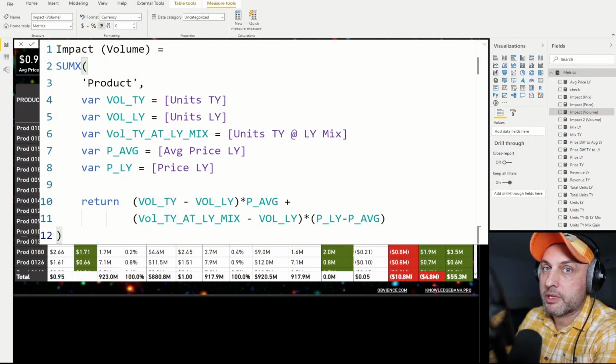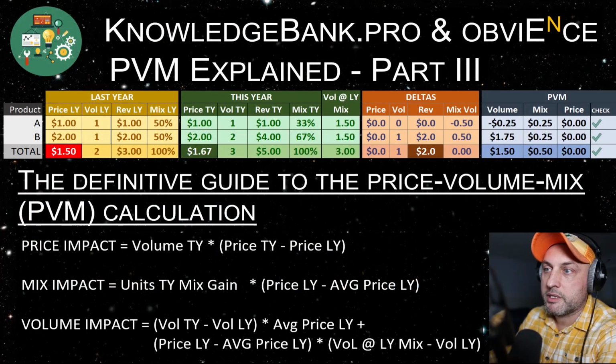And now the most complicated calculation, and that's the volume impact. This looks a little bit more complicated, and again, I like to challenge you guys a little bit by adding little twists in the calculation. The reason I'm playing with variables here is because I'm just trying to tune it and make it as performant as possible, so I don't have to calculate certain things twice. So let's take a look at the formula again. Our approach is we do the volume difference this year minus last year and multiply it by average price.